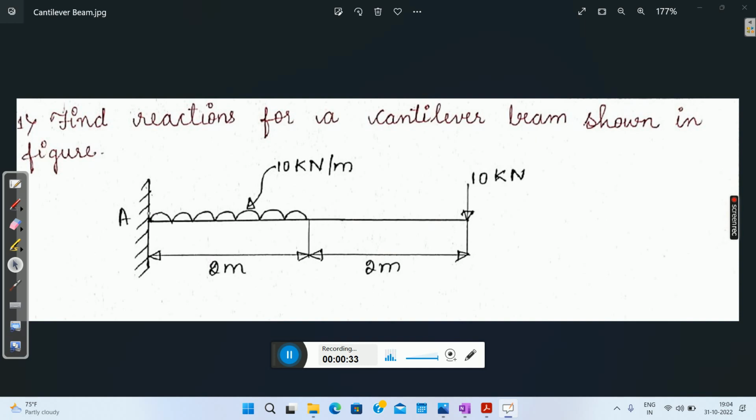So total length of the beam is 4 meter. And again it is having uniformly distributed load and point load. So point load 10 kilonewton, it is acting at the free end. Okay, so this is the problem statement.